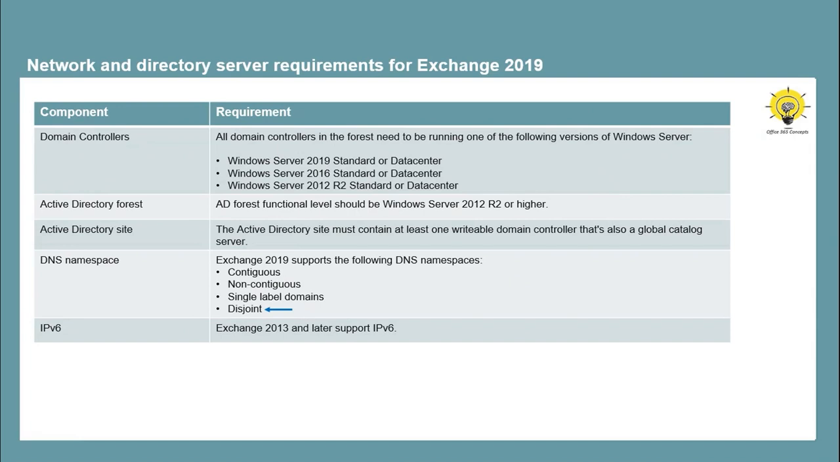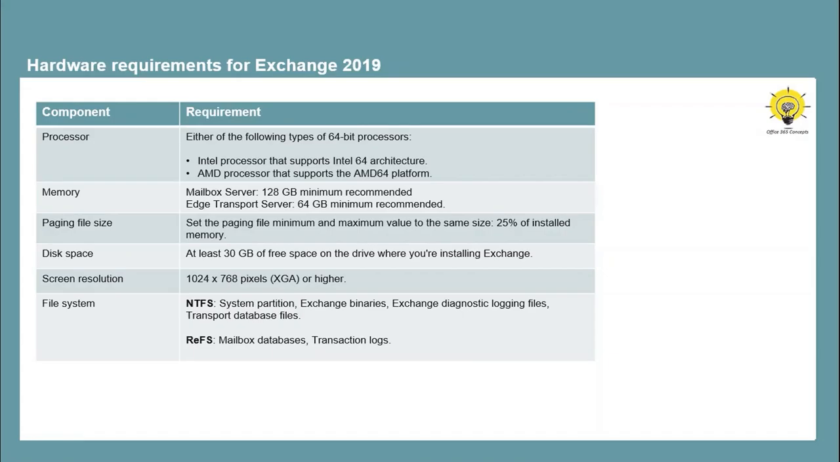Exchange Server 2013 and later versions support IPv6, but you can use IPv6 only when IPv4 is installed and is enabled on Exchange Server. Now let's understand what are the hardware requirements for Exchange 2019 installation. In terms of processor, you can use either Intel or AMD processor if they support 64-bit architecture. Now look at the memory.